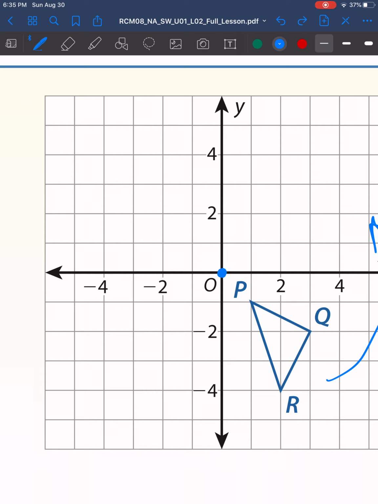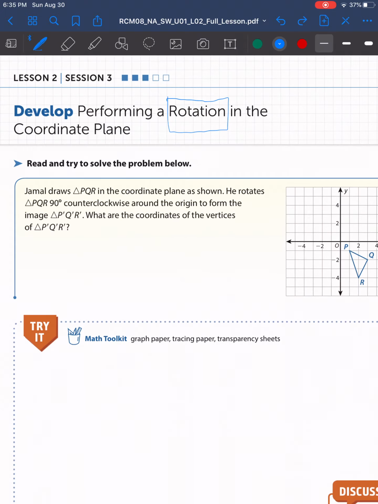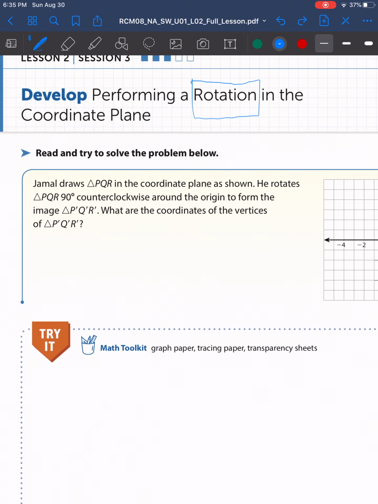Think of it as like a clock, okay? The origin is the center of the clock, but this is like the clock hand, okay? It's going to pivot around the origin. The origin is the pivot, all right? I'll show you what I mean. Let me get rid of my little dots and drawings. Okay. What are the coordinates of new PQR if it rotates 90 degrees counterclockwise?